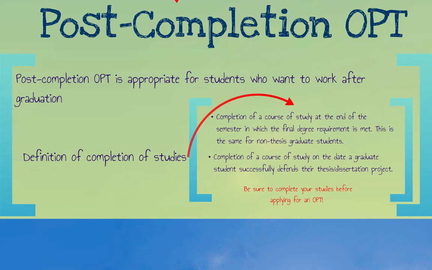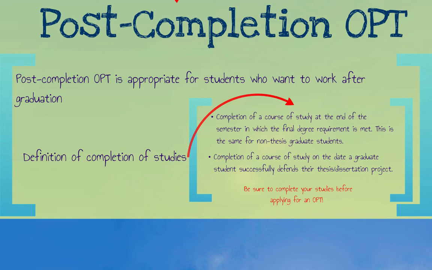Since OIPS will be shortening your I-20 end date, you need to be 100% certain you will complete your studies before applying. If you fail to complete your last degree requirements before filing an OPT I-765 employment application, you may fall out of legal status and be ineligible for OPT.